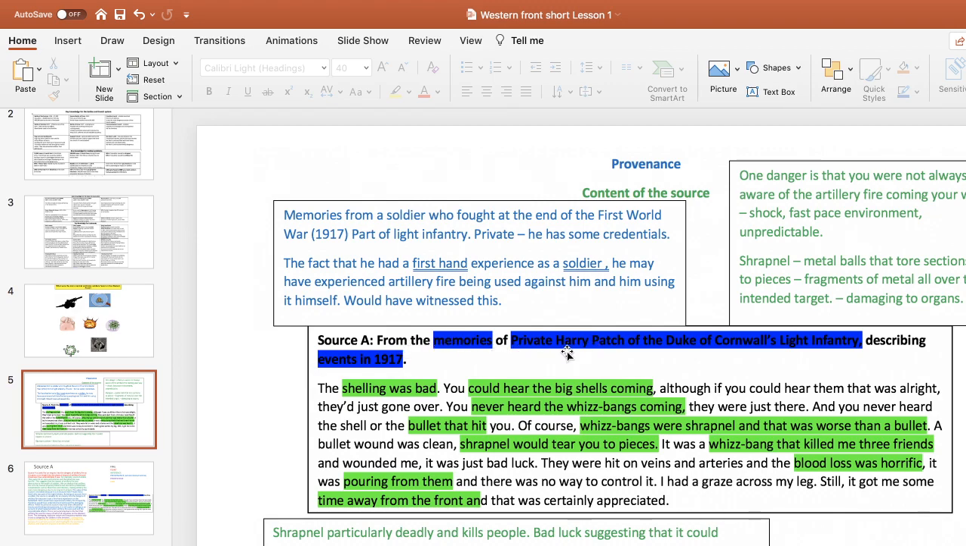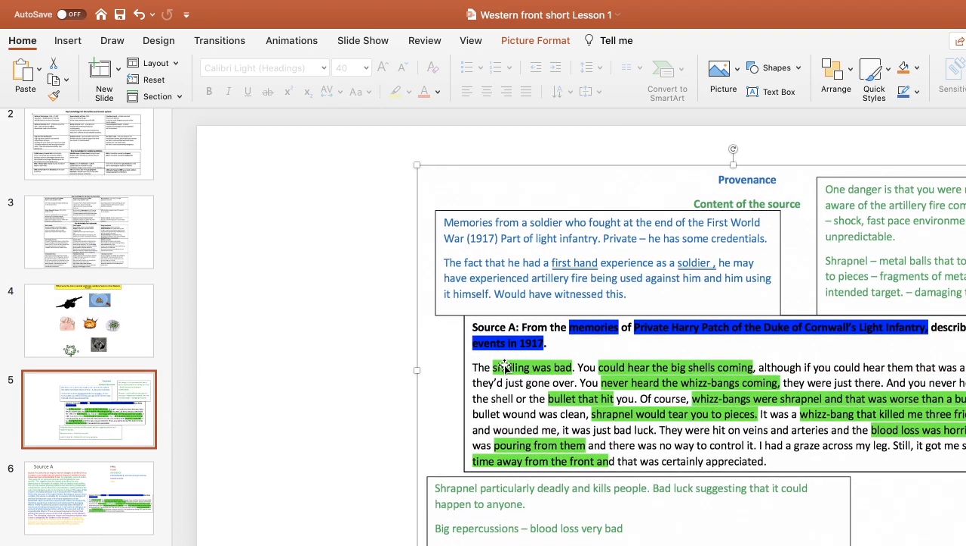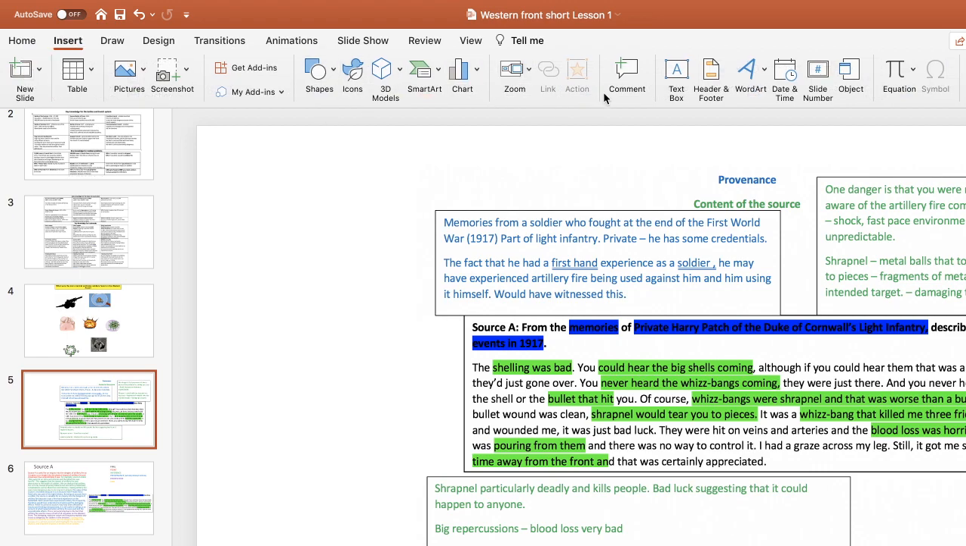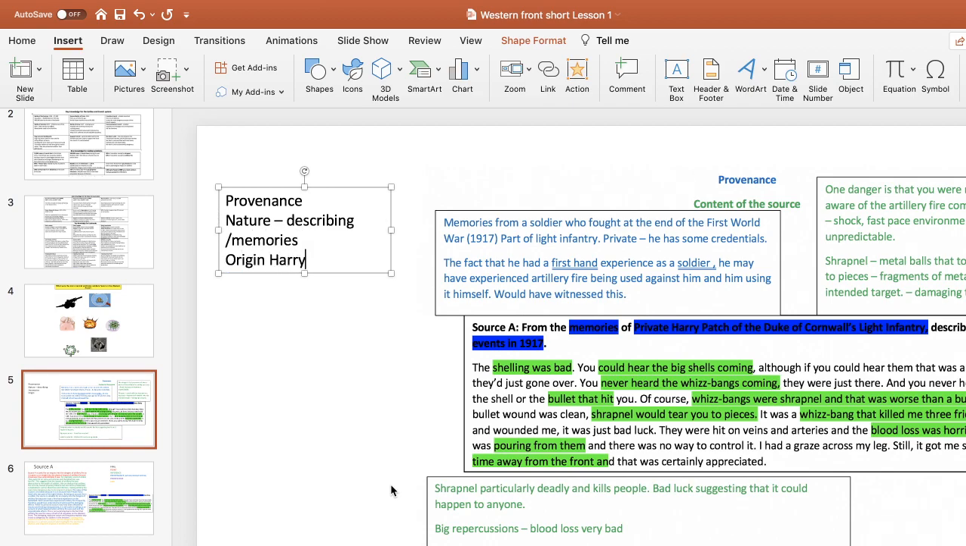So by reading this, I'm just going to make this smaller, I can see that it's from the memories of Private Harry Patch of the Duke of Cornwall's Light Infantry, describing events in 1917. So straight away, I can identify the provenance of the source. The nature: it is someone describing, so it's his memories. The origin: it's Harry Patch, who was part of the light infantry.